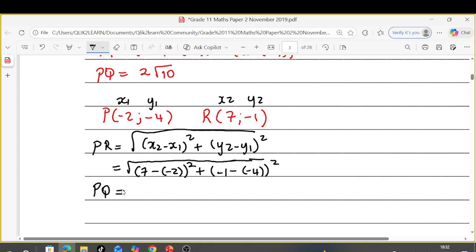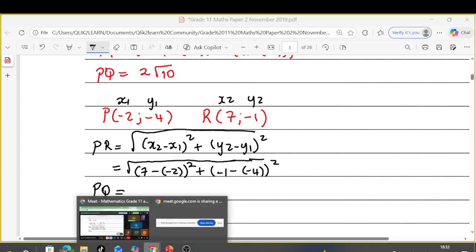Let's see if we can get the same answer. 7 minus into minus 2, everything squared, plus minus 1 minus into minus 4, squared. I have my answer, which is 9.